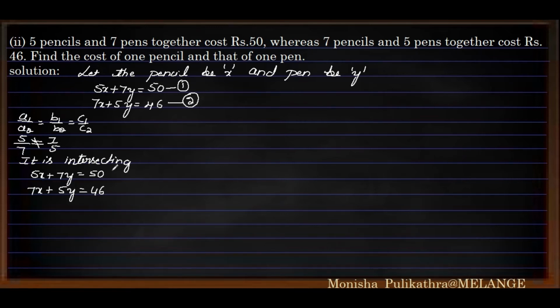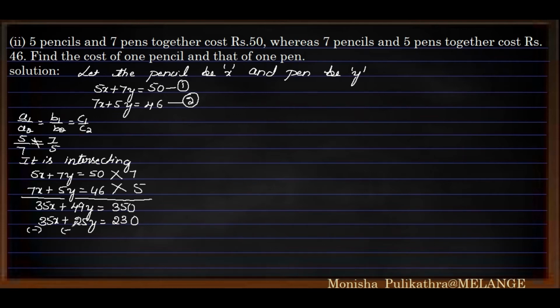Okay, so what I have to do is I will multiply this 7 to the first equation, and I will multiply this 5 to the second equation. So it will become 7 5s are 35x plus 7 7s are 49y is equal to 7 into 50 is 350. Next, 5 7s are 35x plus 5 5s are 25y is equal to 5 46s, that is 230.